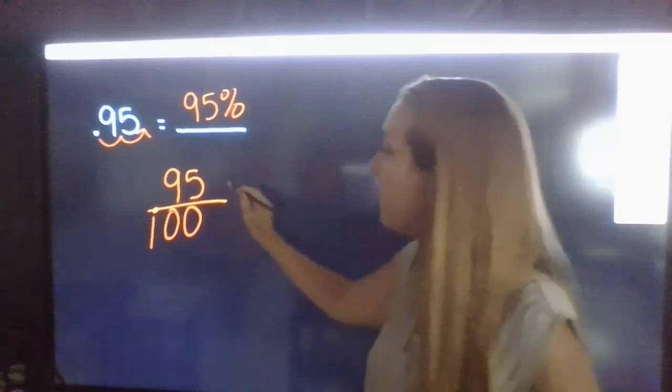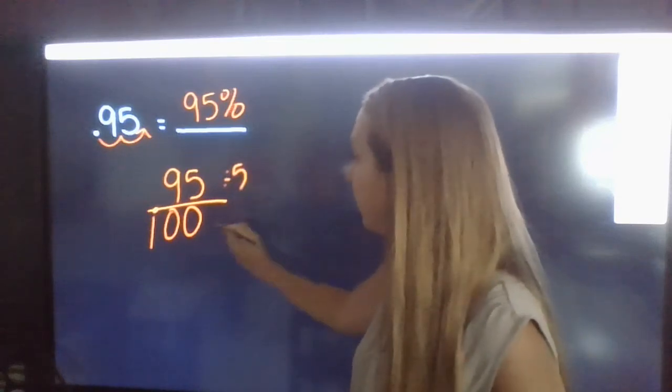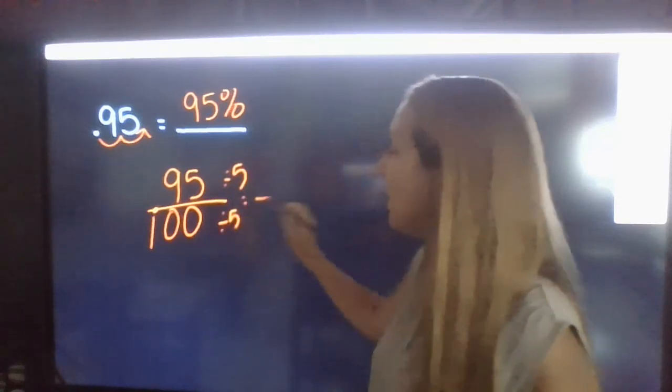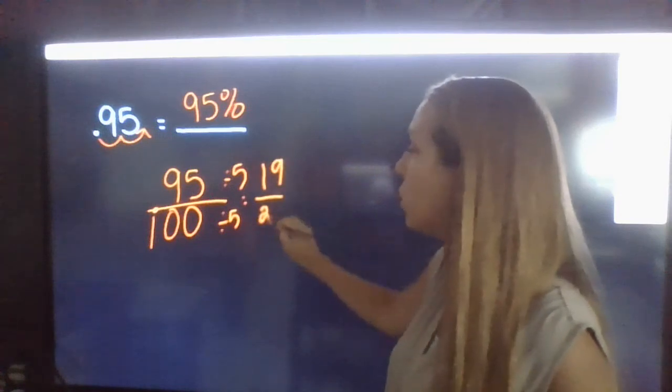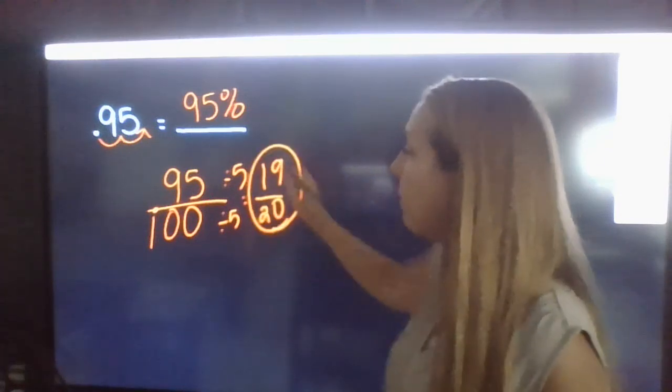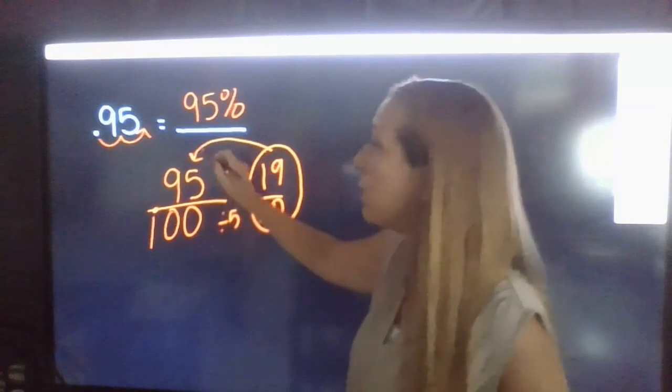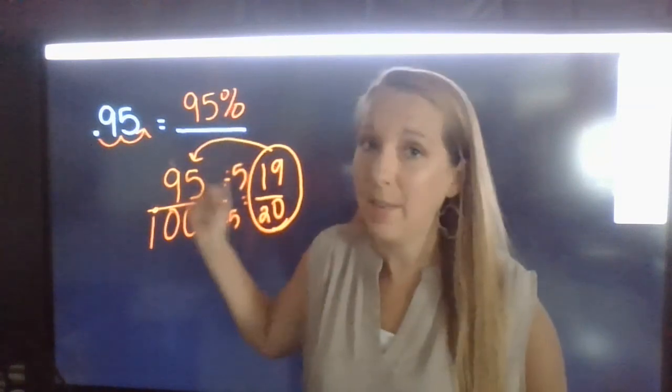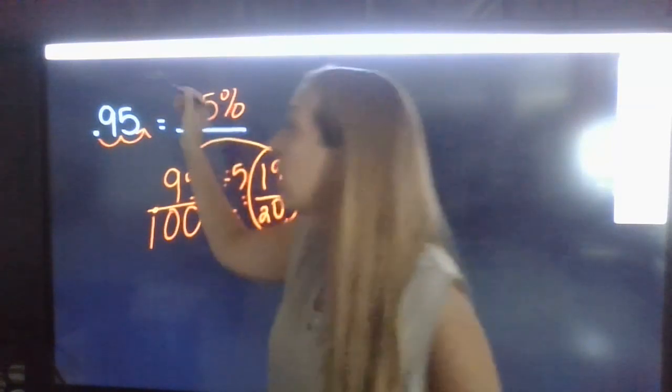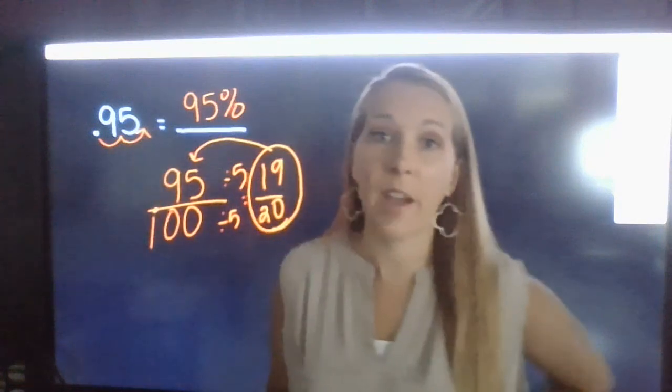So you could simplify this by 5. And that's going to give you 19 over 20, which also is the same thing as 95 over 100, which is the same thing as 95%, which is also the same thing as 0.95, or 95 hundredths.